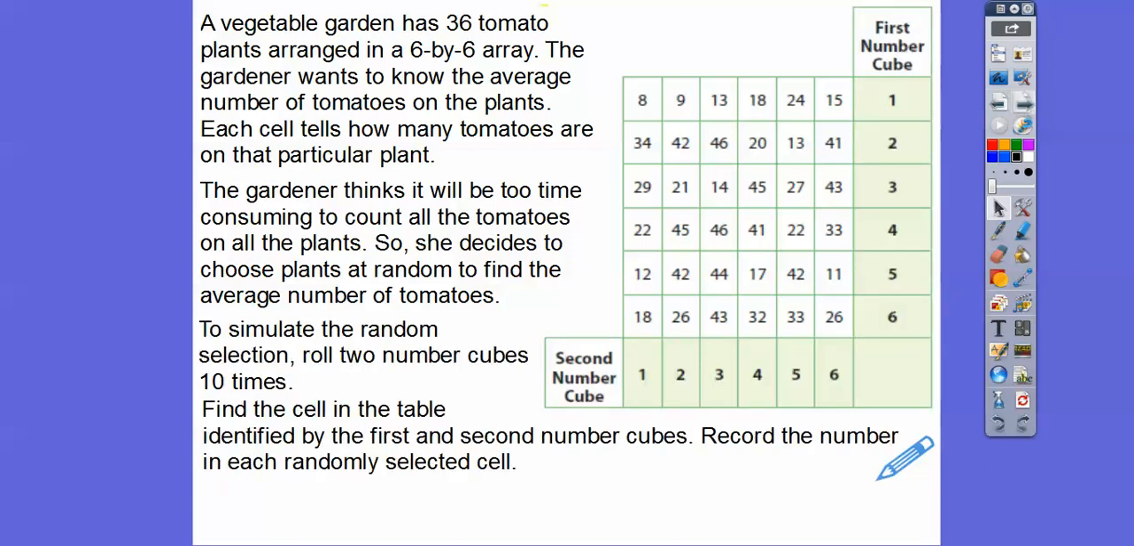So to simulate a random selection, we're going to roll two numbered cubes 10 times, and we're going to do that here. Then we'll find the cell in the table. This would be the first cube. So say we rolled a 3, and then on the second cube we rolled a 4. Then we just find the 3 and the 4, and that plant has 45 tomatoes on it. And we're going to record the number in each randomly selected cell.